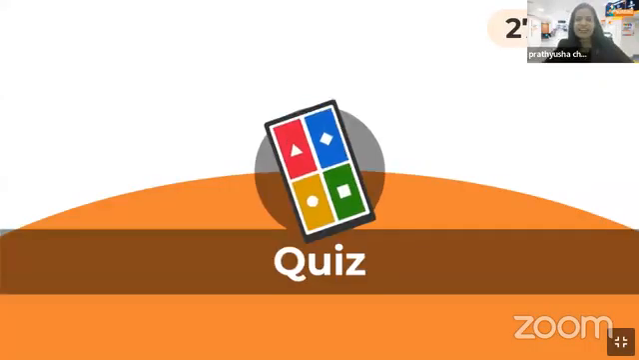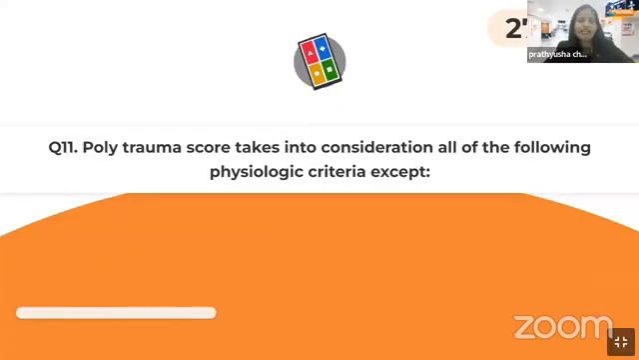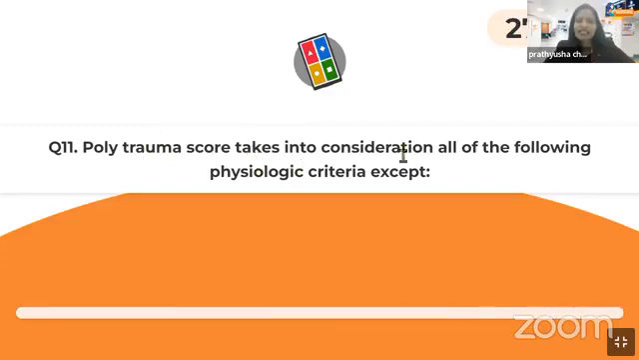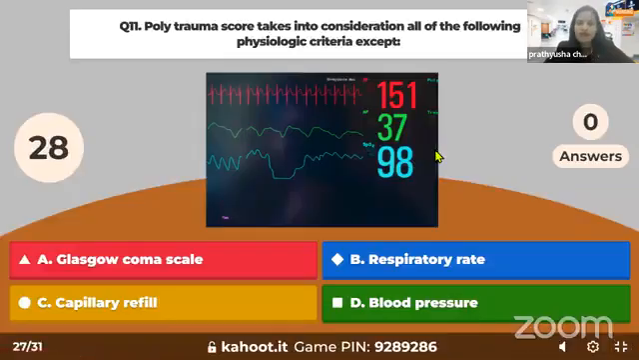So let us go to the next question. We have double points for this. Please keep it in mind and then see the question. Polytrauma score takes into consideration all of the following physiological criteria, except. So keep in mind all of the following, but except what? Now the options are option A, Glasgow Coma Scale, option B, respiratory rate, option C, capillary refill, option D is blood pressure. So what do you think the best option would be?